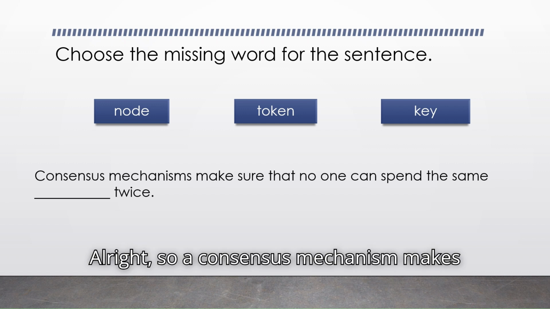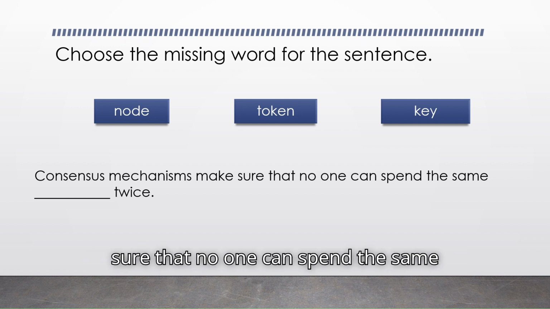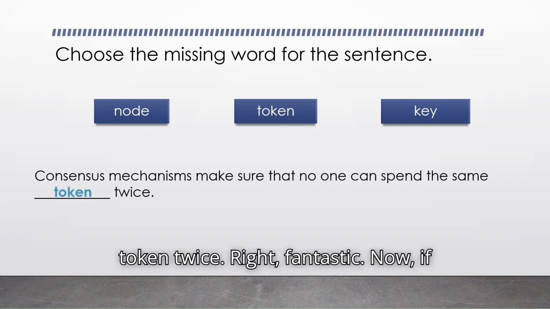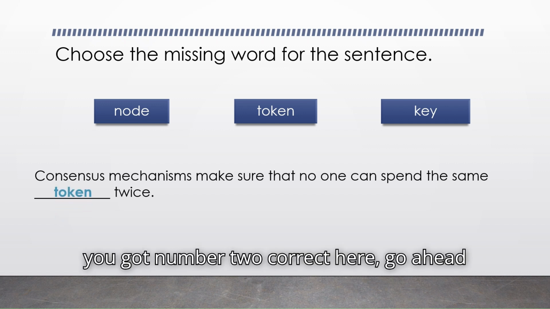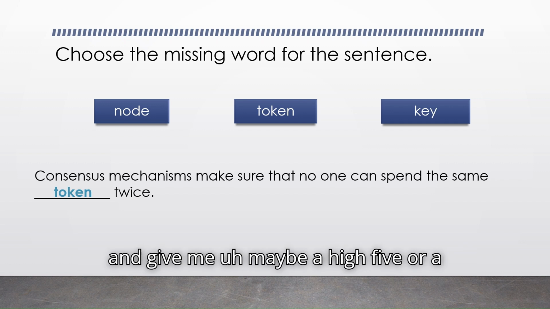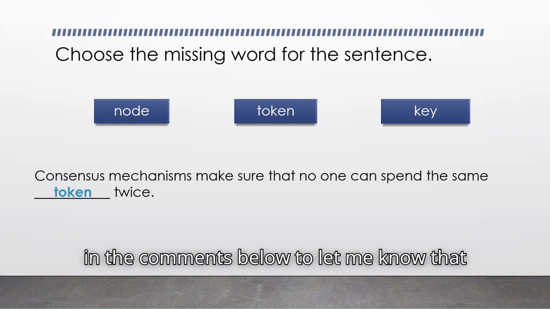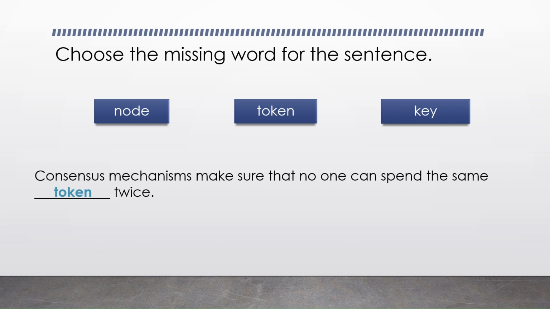All right, so a consensus mechanism makes sure that no one can spend the same token twice. Right, fantastic. Now, if you got number 2 correct here, go ahead and give me maybe a high five or a clapping emoji, something like that in the comments below to let me know that we're on track, okay?